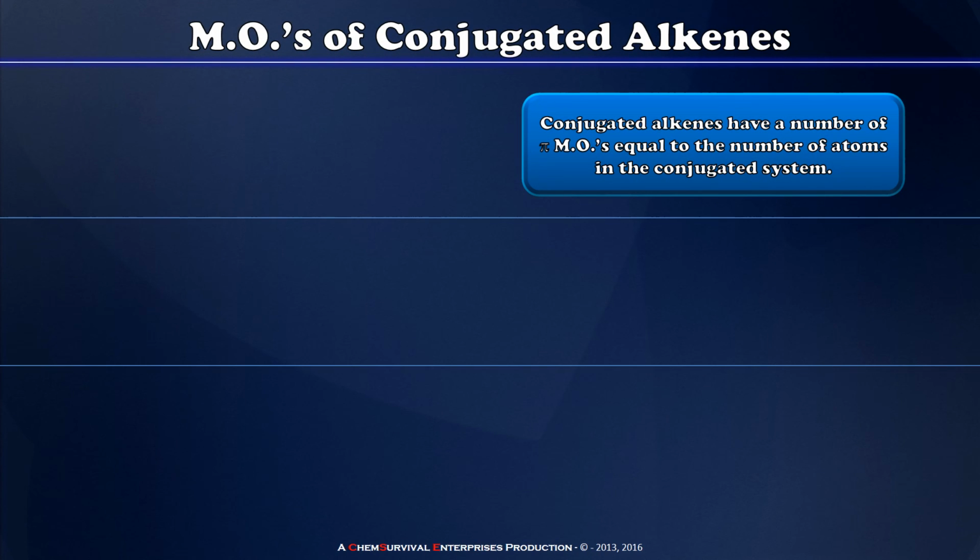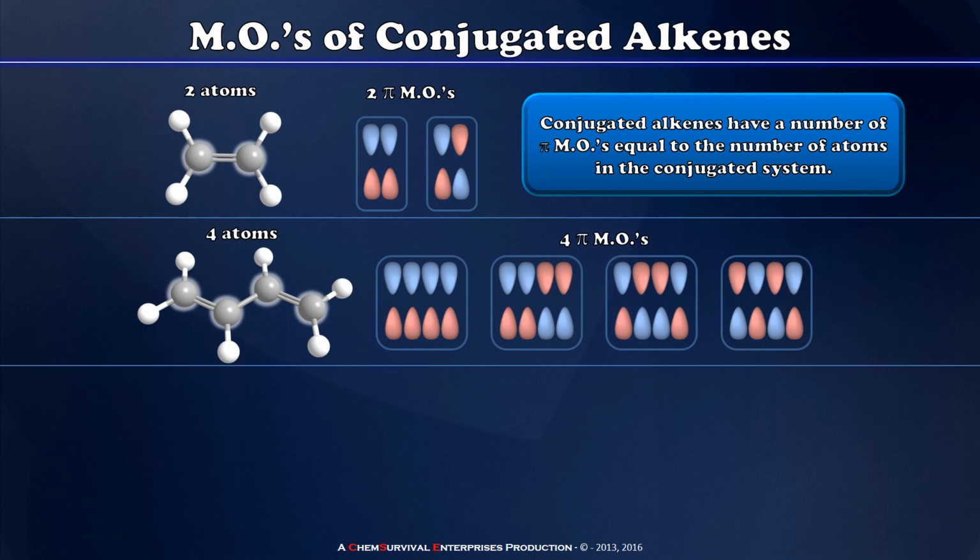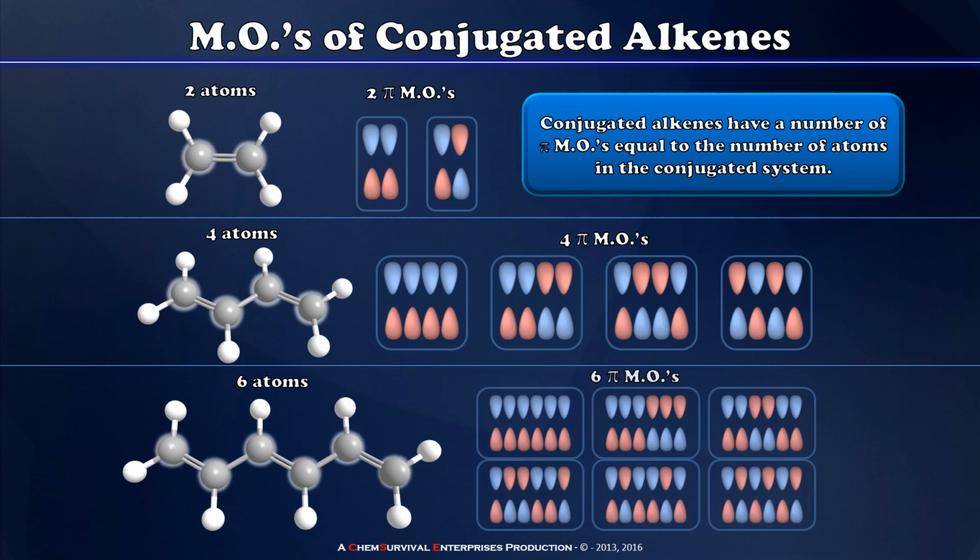So to sum up, conjugated alkenes have a number of pi molecular orbitals equal to the number of carbon atoms within the system. Notice that we now have 4 atoms giving 4 pi MOs, 6 atoms giving 6 pi MOs, etc. And this trend will continue for as long as we're adding additional double bonds in such a way that the p atomic orbitals are capable of overlapping.